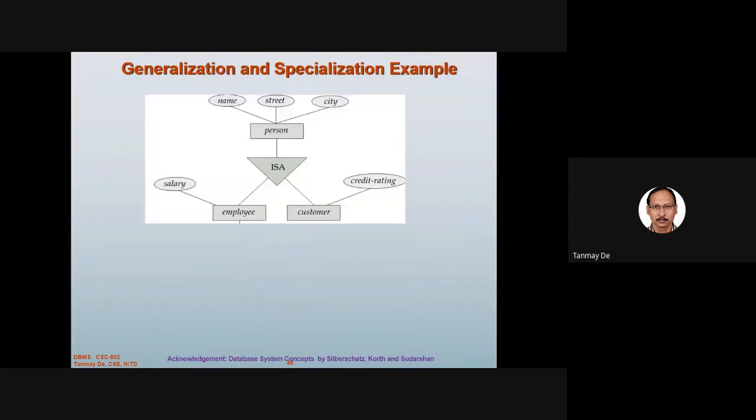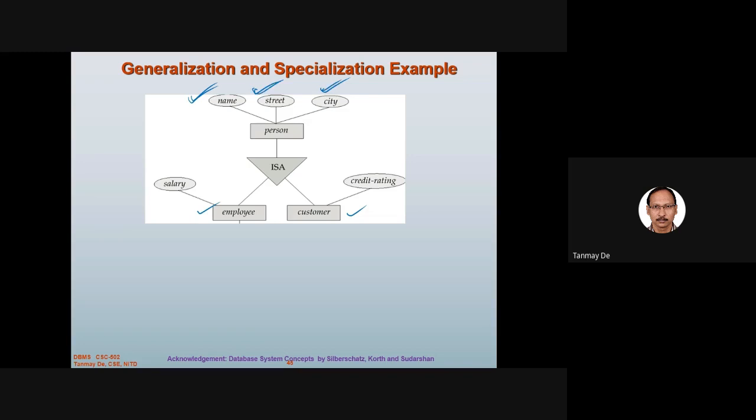Here is another example, suppose the person. The person has the attributes name, street, city. The person may be an employee and maybe a customer. Suppose we consider the banking database system: the employee has the name as well as the address, city or street and so on, and maybe the phone number. I have not written the phone number here, and some other attributes also. Customer also has these features: name, street, city.